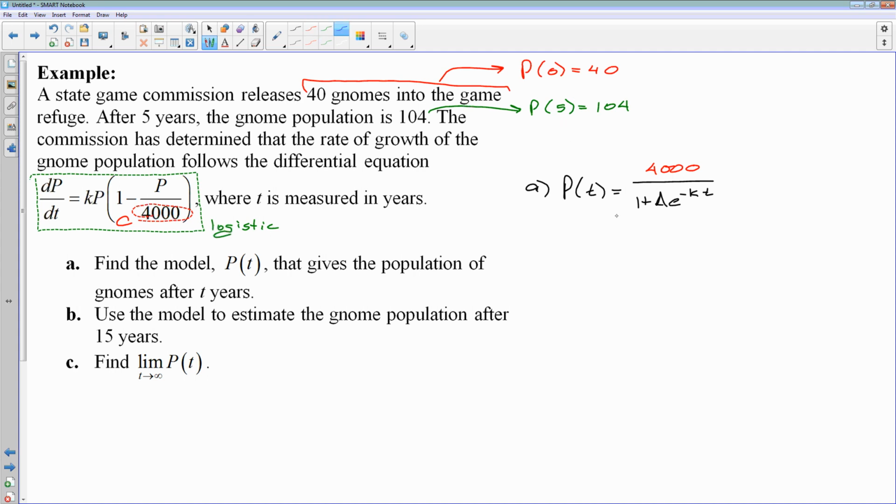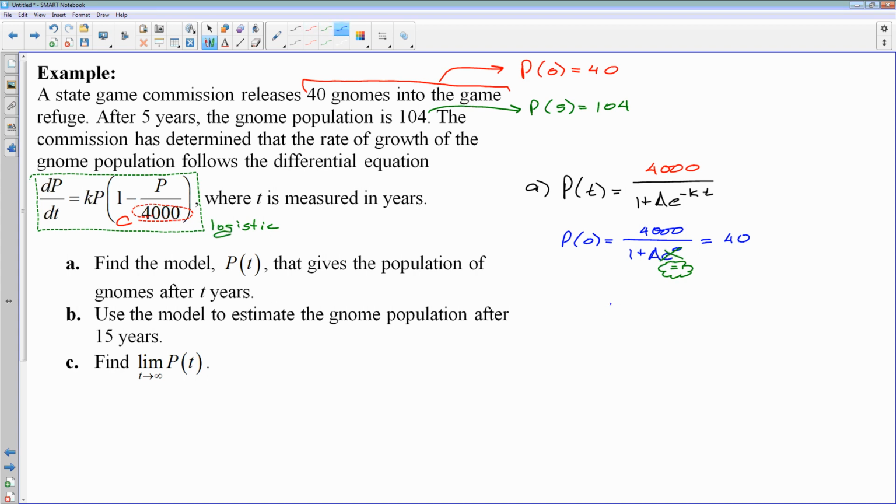I'm going to start with 0. P of 0 is going to equal 4,000 over 1 plus Ae to the 0, which is nice because e to the k times 0 is just going to be 1. And I know that my population initially was 40. E to the 0 is 1, so I'm going to get rid of the e to the 0 because that just equals 1. I'll put a little thought bubble around that. And then we solve this equation.